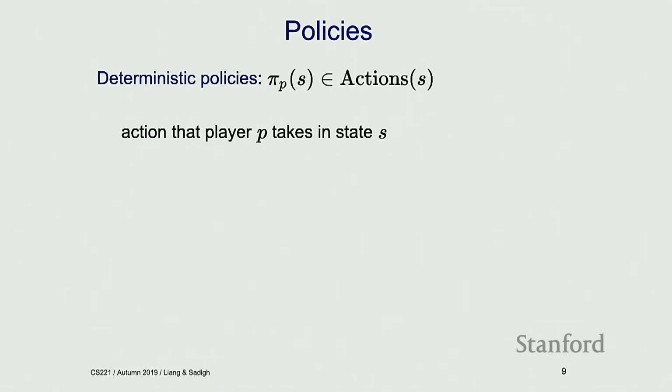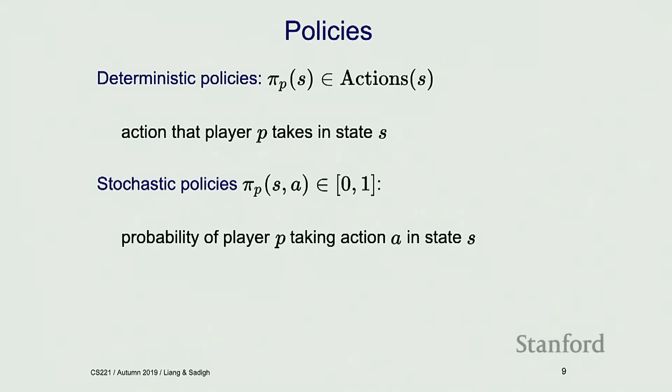And I can define it similar to before. It can be a policy as a function of a state, and it can return just an action. And this would be a deterministic policy. Like deterministically, if I'm in a state, the policy is going to tell me what action to take. Okay? We can also define stochastic policies.